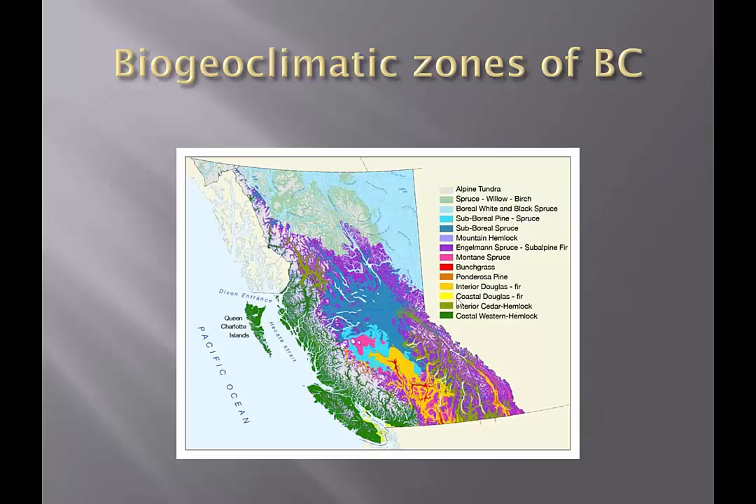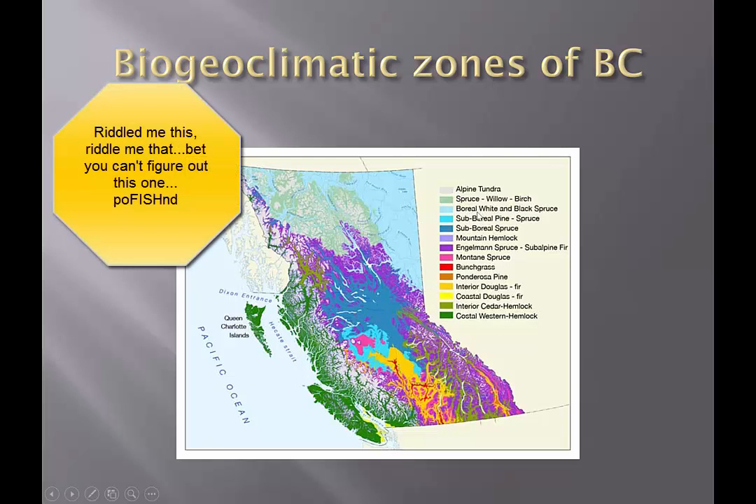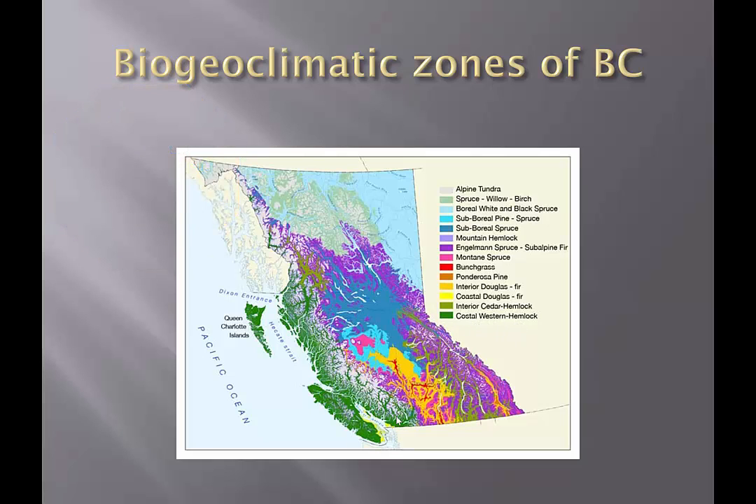Here's a map of the biogeoclimatic zones in BC. So you have alpine tundra, boreal white and black spruce, subboreal pine, subboreal spruce, and so on and so forth. This is where we live, down in here. So we're in the coastal western hemlock zone. We're going to take a bigger look at biogeoclimatic zones, discovering where we are and what they represent, in class.